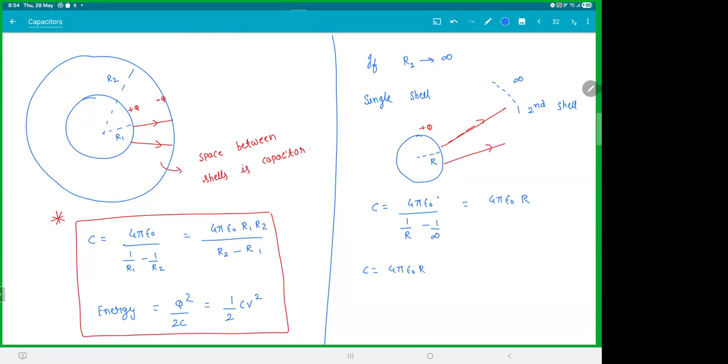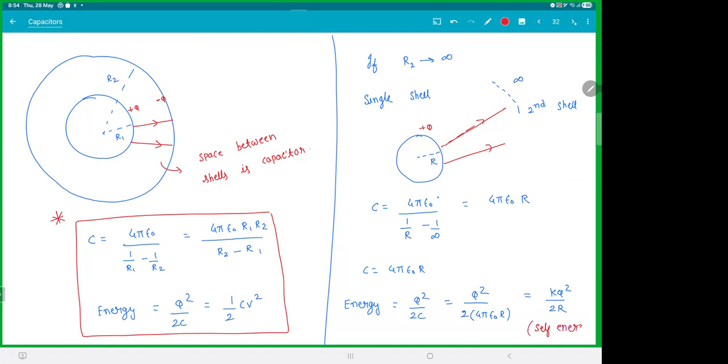And look at this, the interesting part. Now, if I try to find the energy for a single shell, what is the formula? Q square by 2C, which is Q square by 2 times 4 pi epsilon R. This is nothing but KQ square by 2R. This is again the self energy, remember? If you take a single shell, this is the self energy, isn't it? See, the self energy keeps popping up. It is the same thing.